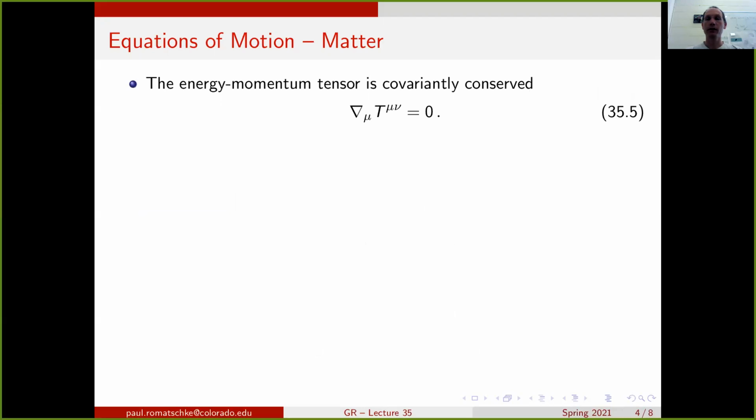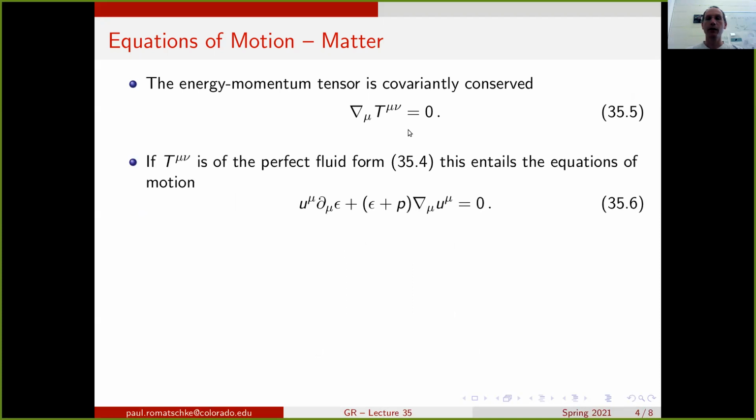The energy momentum tensor is covariantly conserved, so the geometric covariant derivative of the energy momentum tensor vanishes. If the energy momentum tensor is of the perfect fluid form, you can plug this into the conservation equation and show that this implies the equation of motion for the matter part, which is reproduced here in equation 35.6.